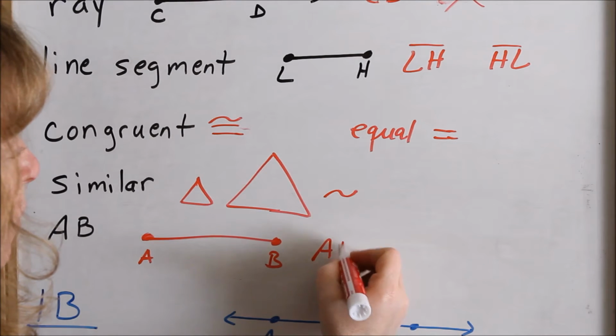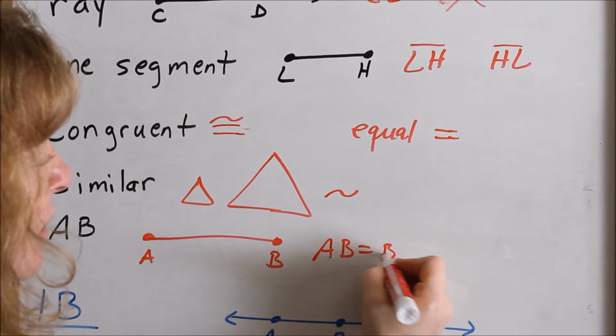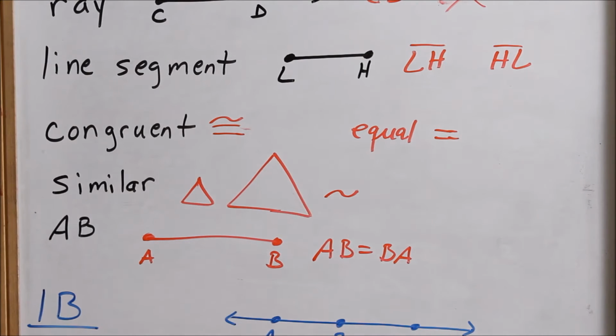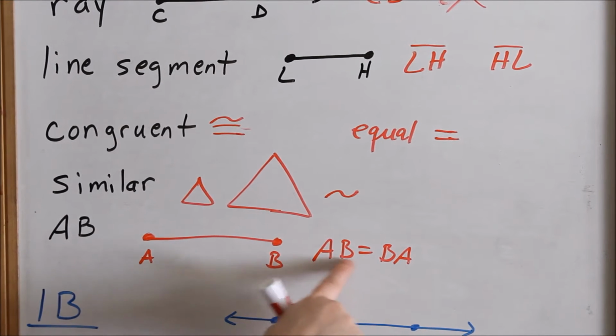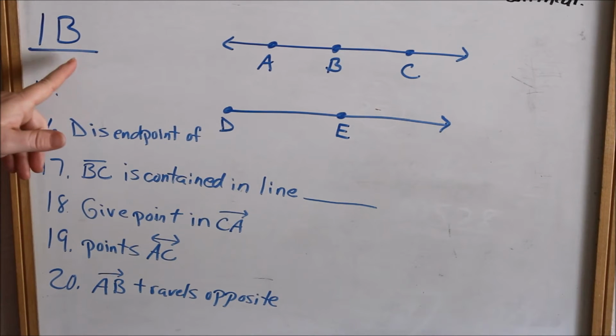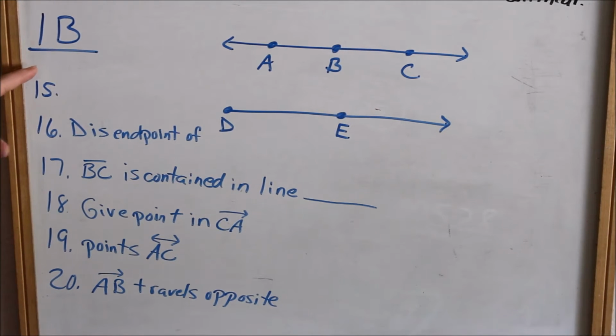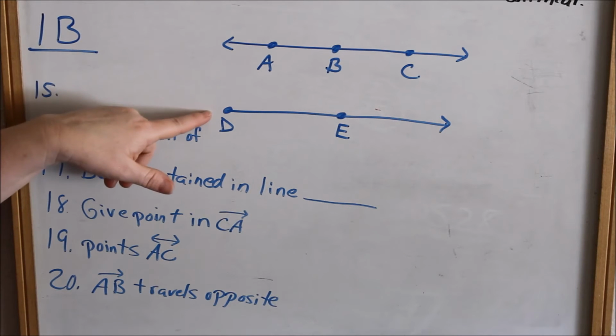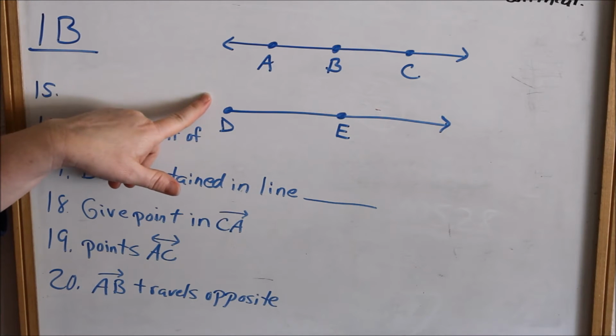We could say the distance from A to B is equal to the distance from B to A. That is a true statement. So just know when there's no symbol, you're talking about the distance. Alright, we're looking at page 1B, 15 through 20, and these two figures go along with these questions.